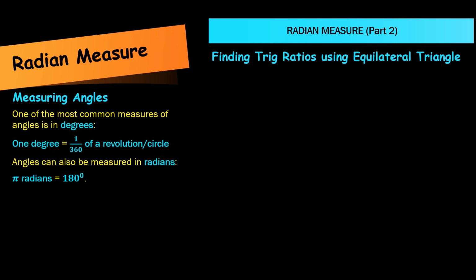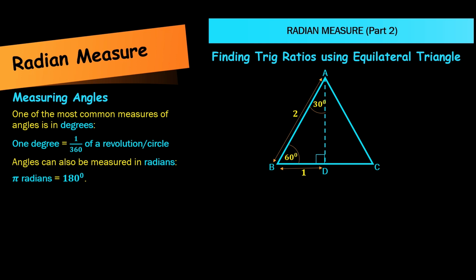We are now going to find trig ratios using an equilateral triangle. We have done this previously, however, it's been done with degrees and we're now going to transition to radians. So we begin by considering an equilateral triangle ABC with side length 2 units. Each of its angles has size 60 degrees.